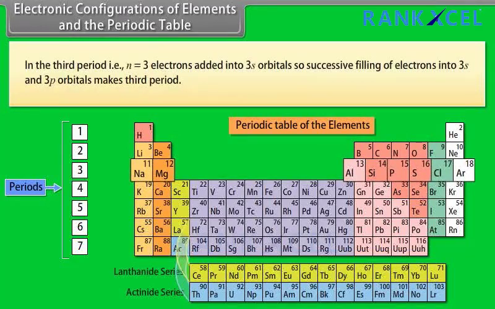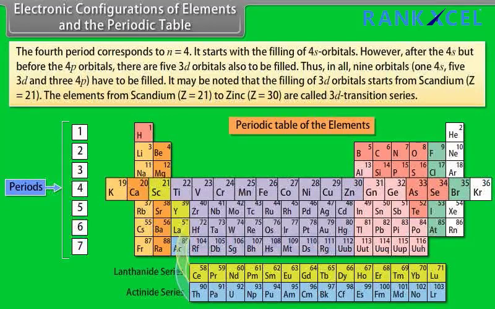In the third period, that is, n equals 3, electrons are added into 3s orbitals, so successive filling of electrons into 3s and 3p orbitals makes the third period. The fourth period corresponds to n equals 4. It starts with the filling of 4s orbitals.